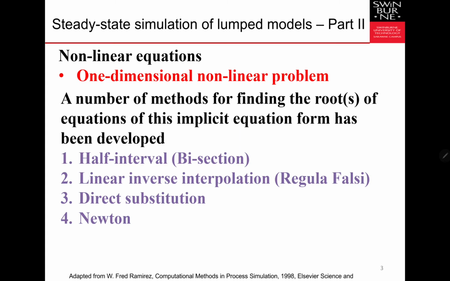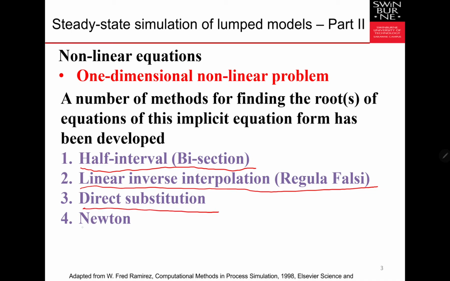There are several methods that can be used to solve this problem. The first one is the half interval, or what we call the bisection method. The second one is linear inverse interpolation, or what we call regula falsi. The third one is direct substitution, and the fourth one is Newton's method.